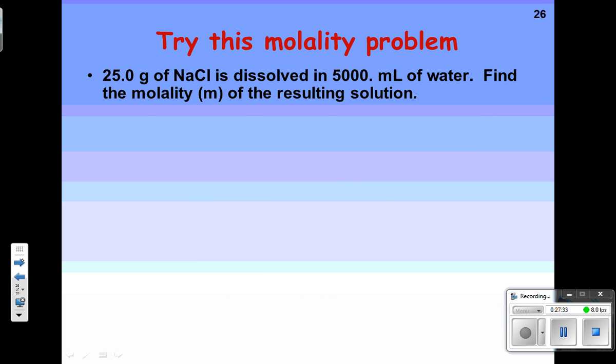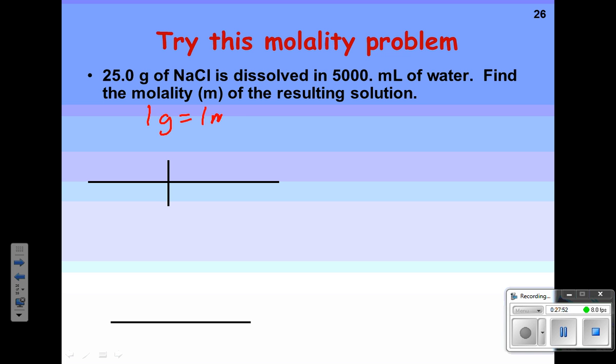All right. Okay, we're going to try this molal problem. So, 25 grams of NaCl is dissolved in 5,000 milliliters of water. Find the molality. Well, first of all, I need to know 1 gram is equal to 1 milliliter. That's for water. That's something I will expect you to know. 1 gram is equal to 1 milliliter of water.